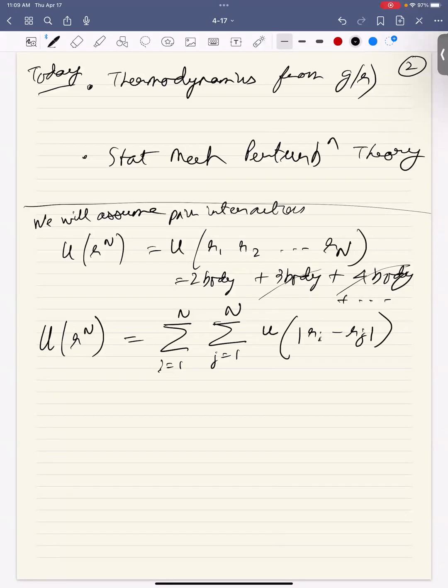Every pair ij is getting counted twice, right? So i goes from 1 to n. So i equal to 1 and j equal to 5 is counted, but then you're again counting i equal to 5 and j equal to 1. And you could imagine some potential which is not symmetric, but I don't know what that quite means.